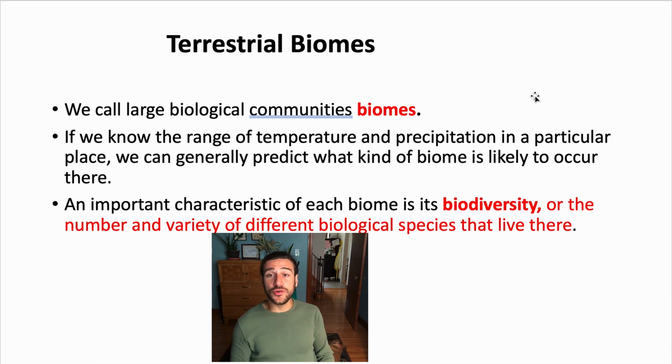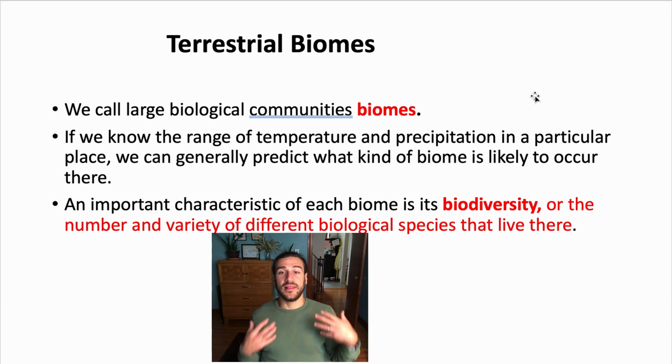The main two factors that give us a lot of predictive power are temperature and precipitation. If you know these two abiotic factors, how much it rains on an annual basis and what the average temperature is annually, you can pretty much know exactly what biome you're going to be looking at. So, two very important abiotic factors.